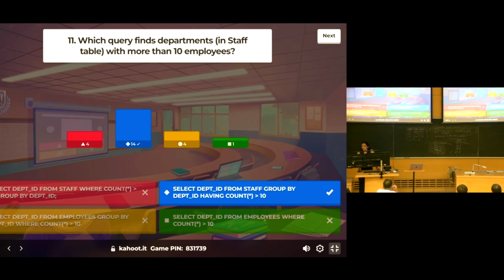Select department ID from employees where count star is greater than 10. What is the problem with this query? Yeah, not group by, and where you can't use aggregate functions. That's not here, right? So the correct answer is select department ID from staff, group by department ID, right? So now that we have the number of employees for each department, we only want to show those that have more than 10 employees, right? So we use having.